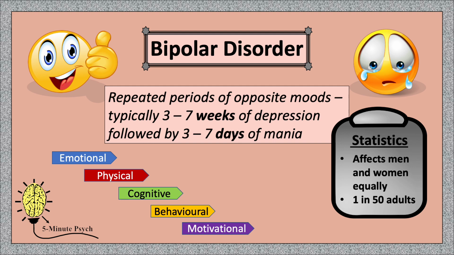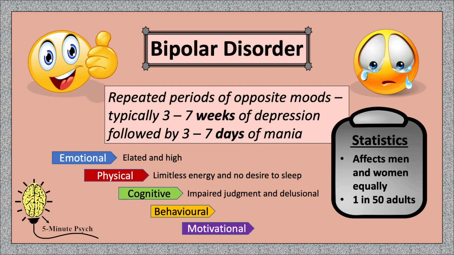When they're in the manic state, they pretty much feel the opposite in every way. Emotionally, now they're elated and high. Physically, they have limitless energy and don't need any sleep. Their cognitive judgment is impaired, and they're so full of optimism and delusions of grandeur that they can't see limits to what they can do.